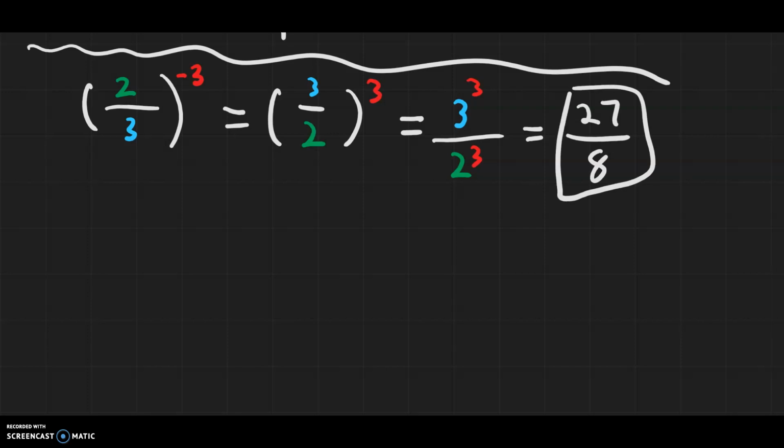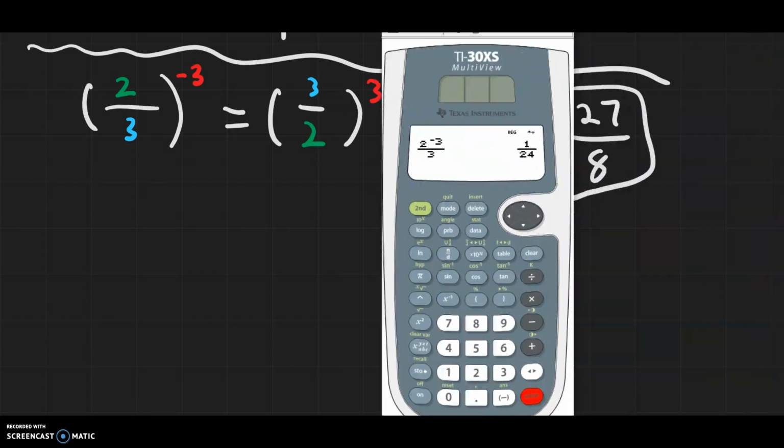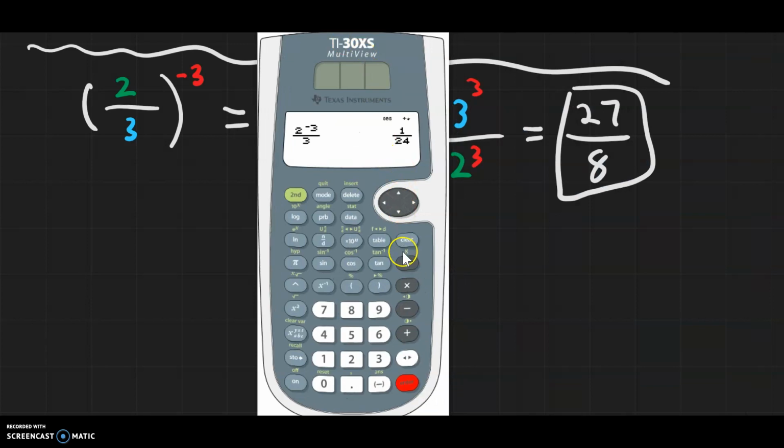So we'll just look at that on the calculator real quick. Okay, we can clear that one. And this time we have parentheses, 2 divided by 3. Close the parentheses, and it's being raised to the negative third power. And we'll press enter, and we get 27 over 8. So I hope that's a little bit helpful with negative exponents.